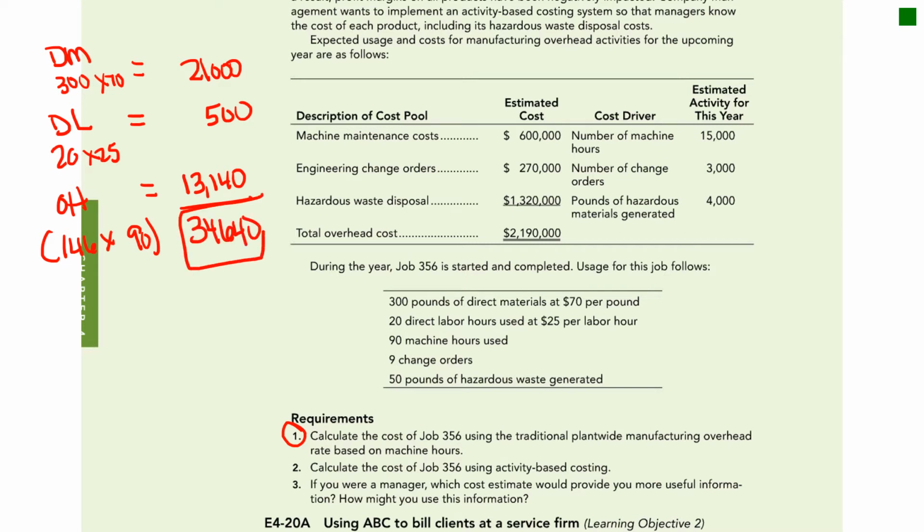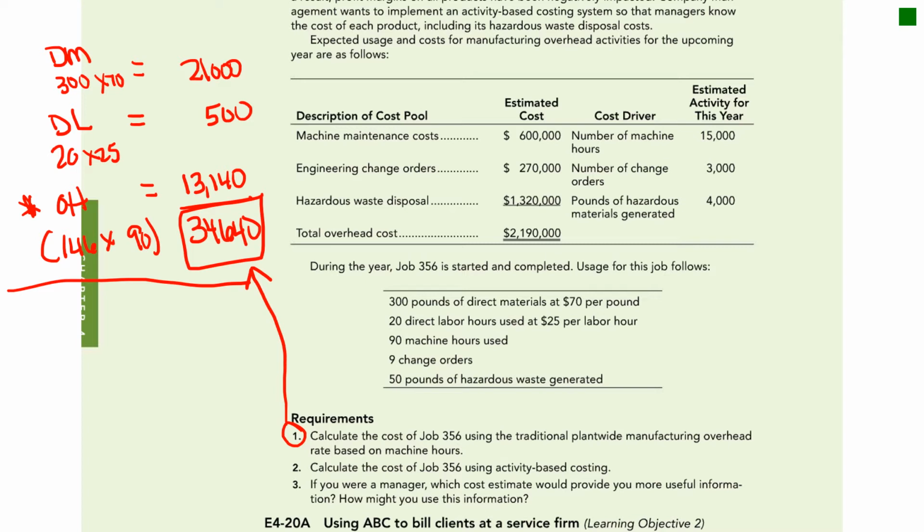So that would be the cost of the job under requirement number 1. Under requirement number 2, same thing. Under ABC, the only thing that's going to change is the overhead. So over here off to the side, let's calculate how we would come up with the overhead cost.